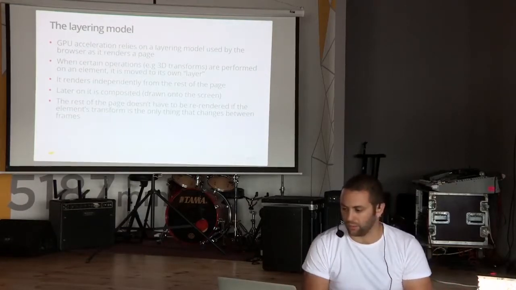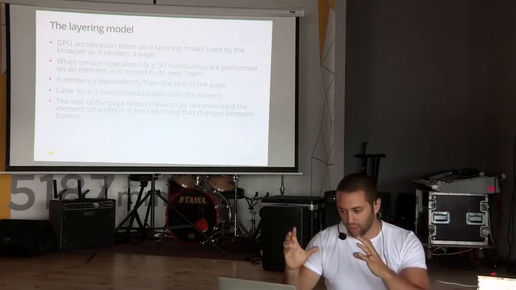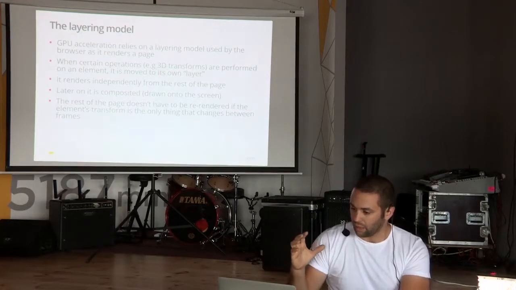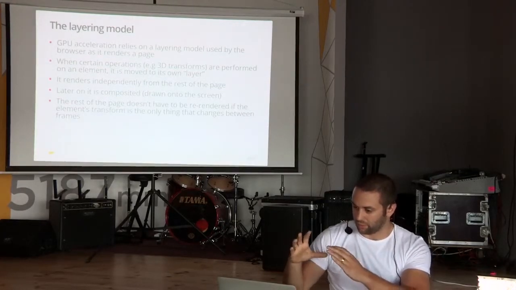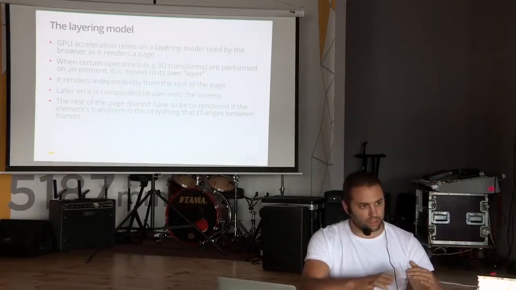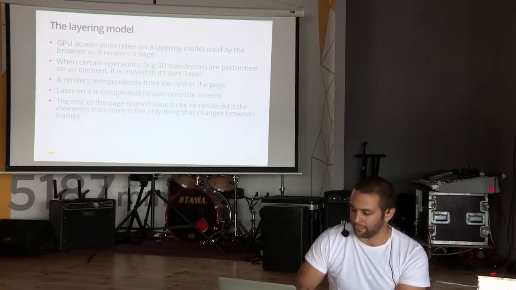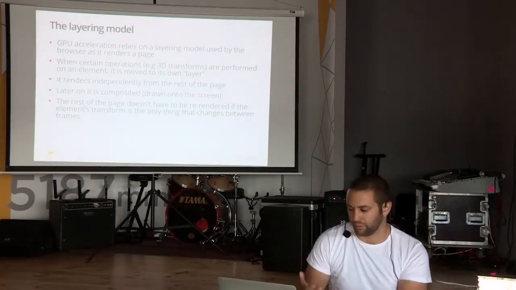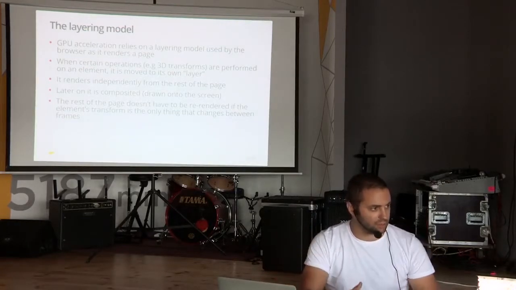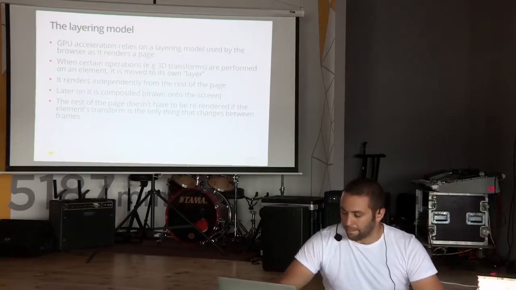The way the GPU works, there's a layering model. The browser renders a page. It takes polygons or elements that are rendered, and moves them to their own layer, and renders them independently on the GPU. And later on, it's composed and drawn onto the screen. What we gain from this is that we don't have to repaint the whole page again after that was done. Only the change is rendered.